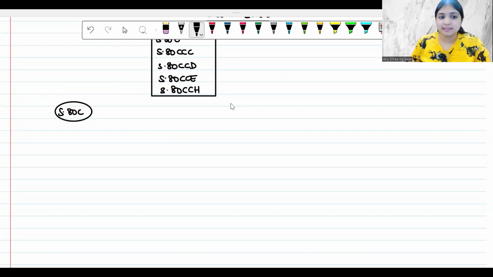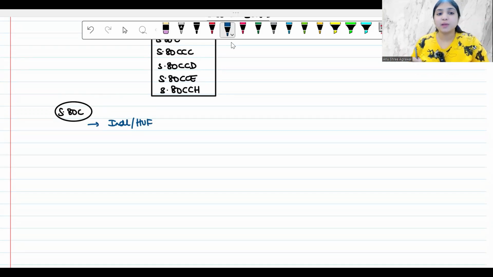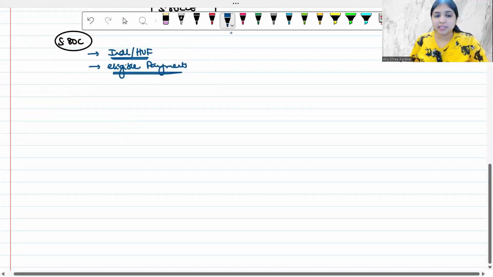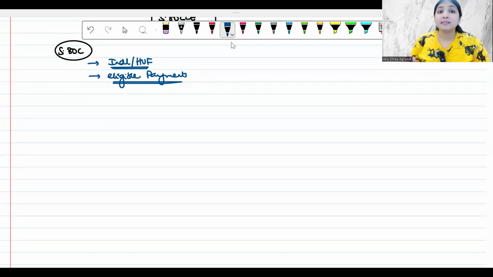Now, Section 80C, point number one, it is allowed only if the assessee happens to be an individual or a HUF. It is allowed only for individual and for HUF. And what are the eligible payments or the eligible investments under Section 80C? Point number two, we are seeing what are the eligible payments. Listen carefully, this is extremely important, the main part of Section 80C.